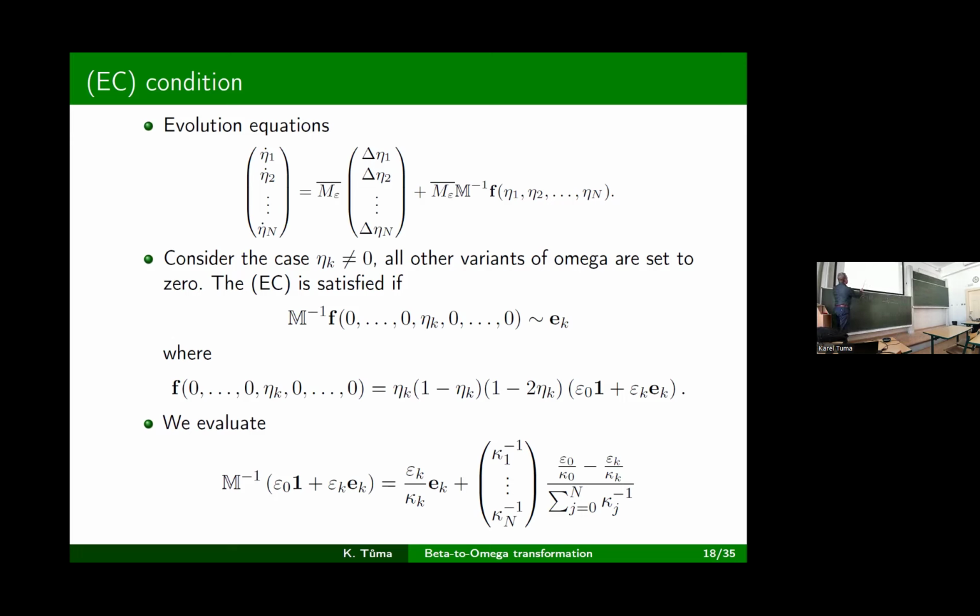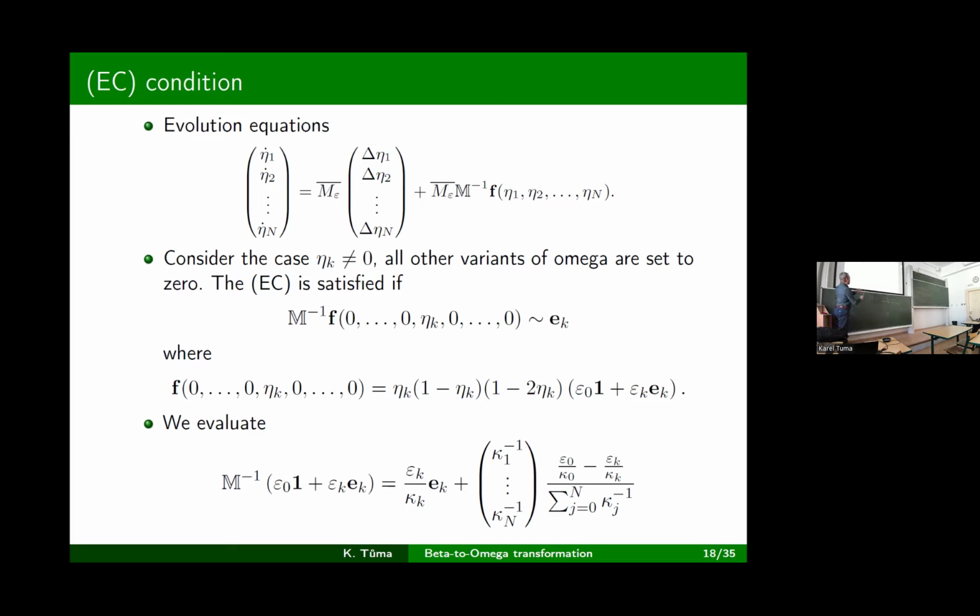If eta k is not 0 and all other eta k's are 0, it means that eta 0 is 1 minus eta k. So there are just 2 phases in the model, and our relaxed evolutionary consistency says that we want that the phases that are 0 at the beginning do not appear. Now for the analysis we forget about the Laplace term and think just about the algebraic part. This means that if eta k is not 0, we want only eta k to evolve and all others not to evolve.